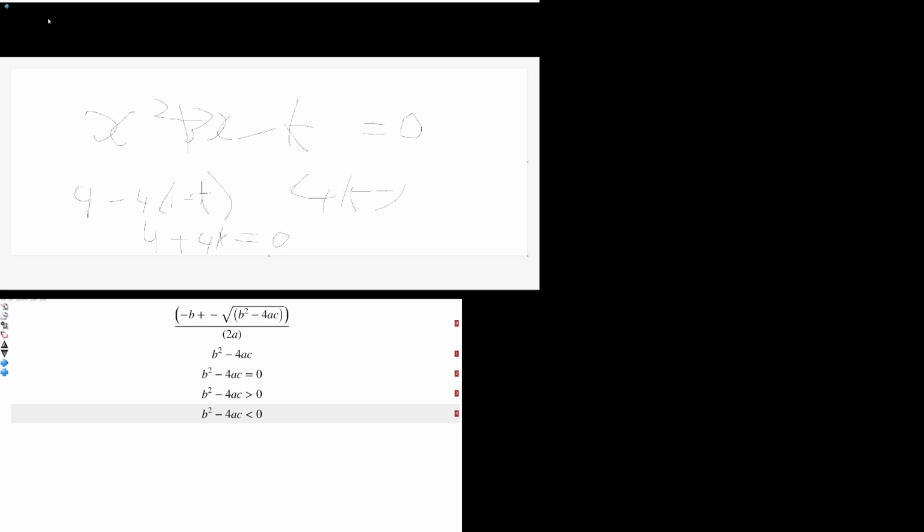And you can do this with any of the values. They'll say if there's two roots, then you just say it's greater than 0, and if there are no roots, then you say it's less than 0, and that's all you put the equation to.